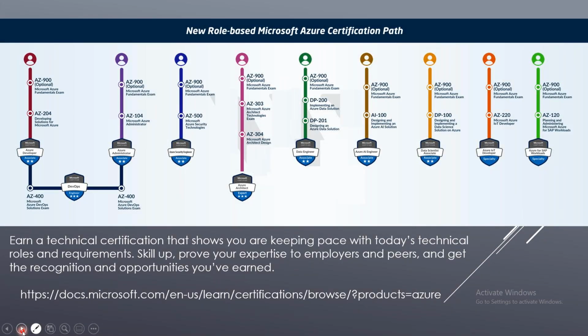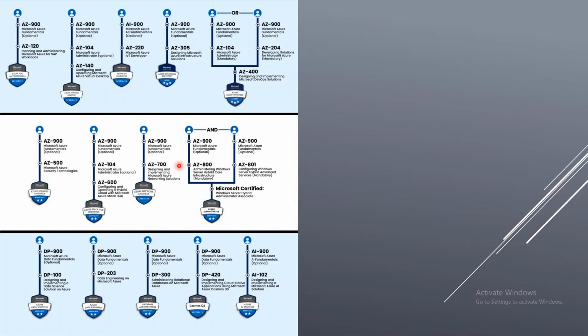Okay, so there are many different certification paths that are available from Microsoft, and this particular session that we are going to discuss for the next couple of months will be around AZ 900, which is Microsoft Azure Fundamentals. It will be around AZ 104, and we will also cover AZ 700, which is Designing and Implementing Microsoft Azure Network Solutions.